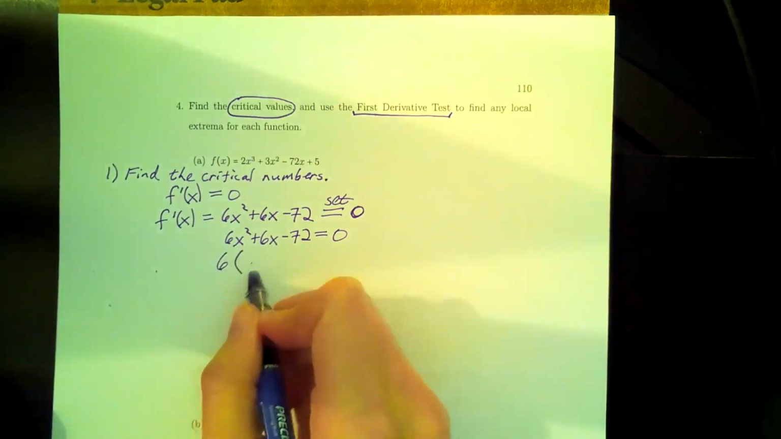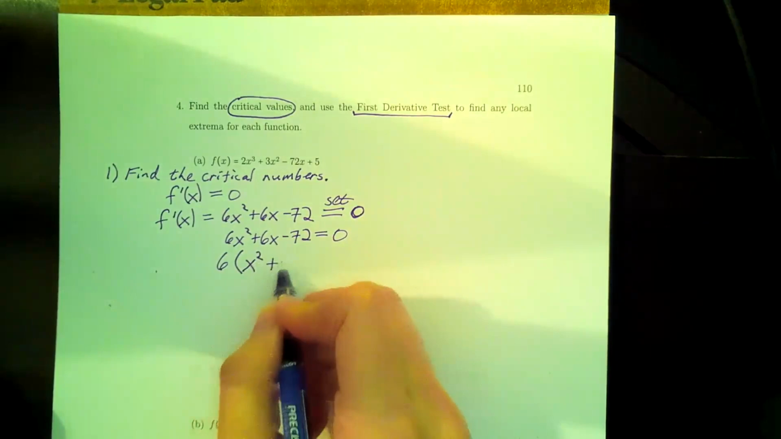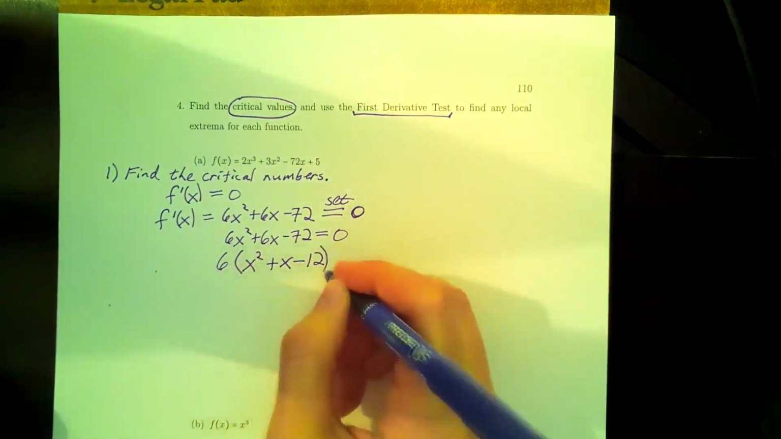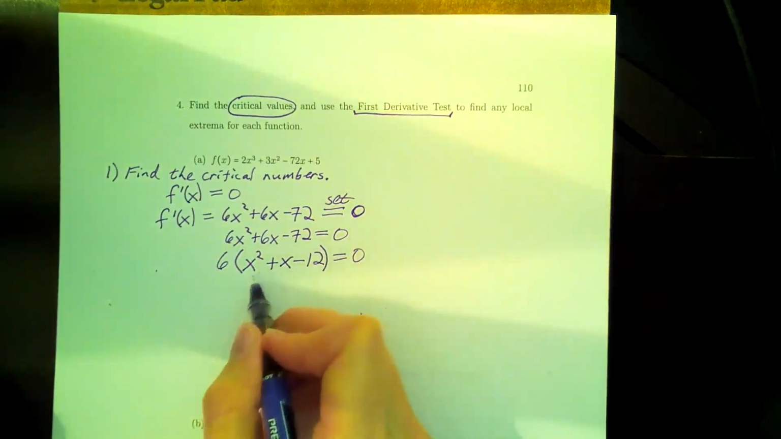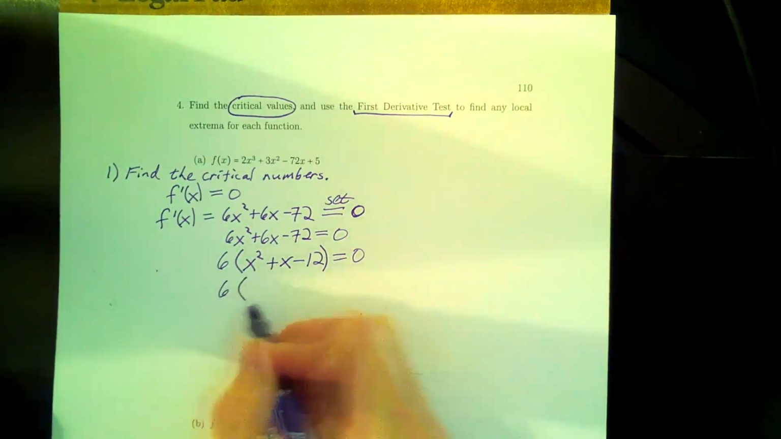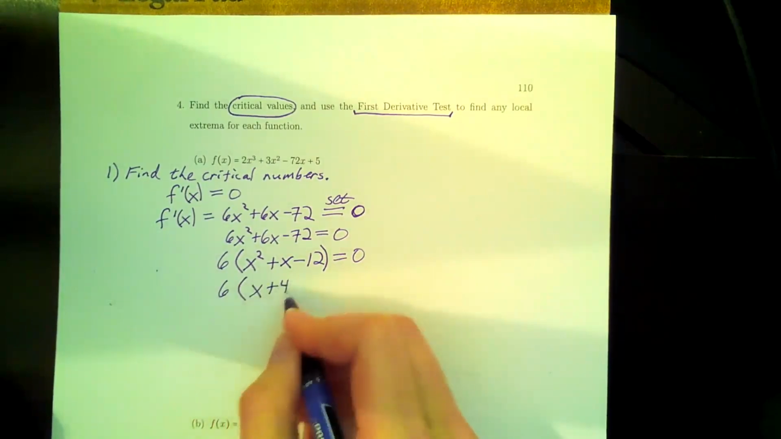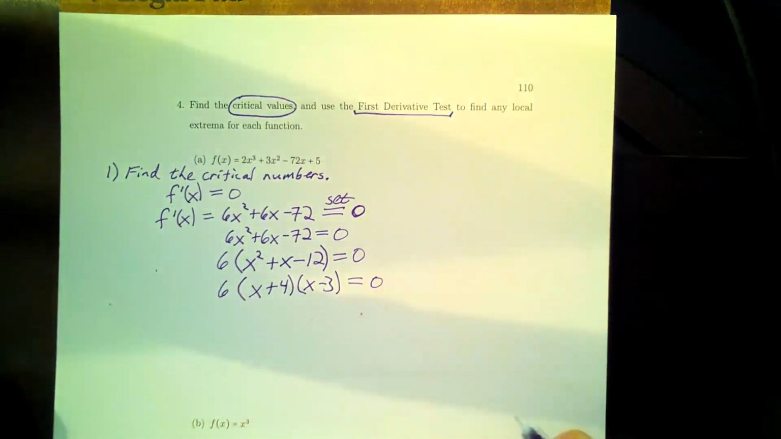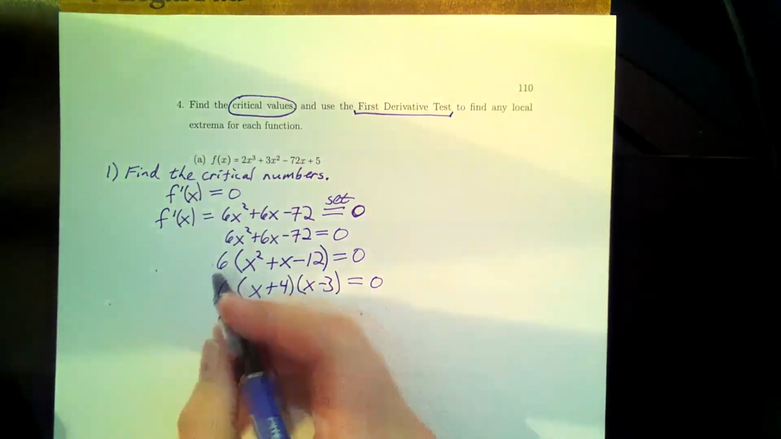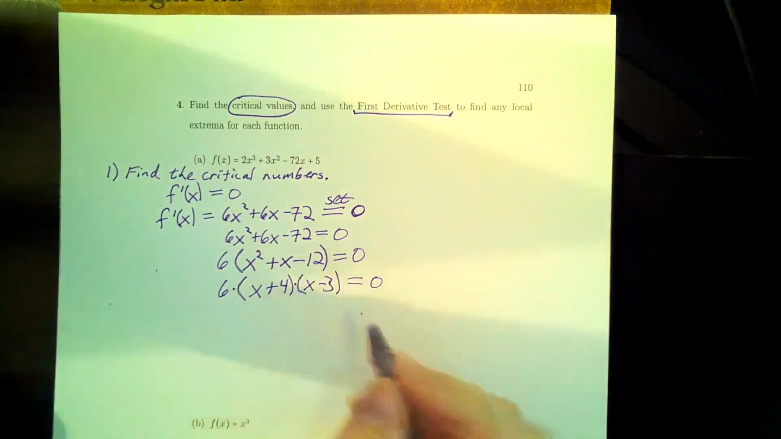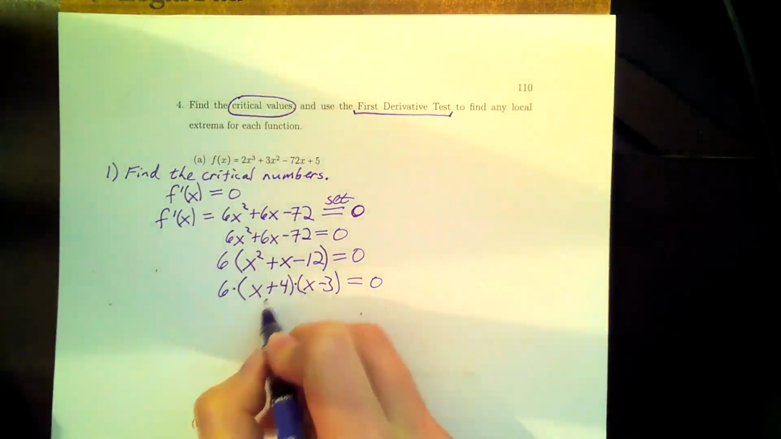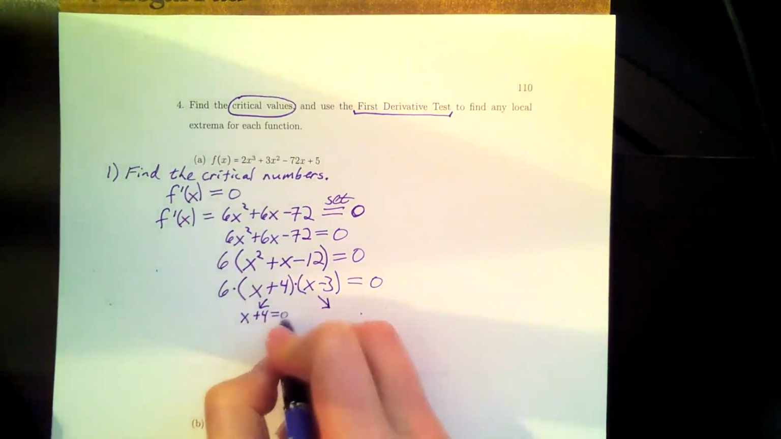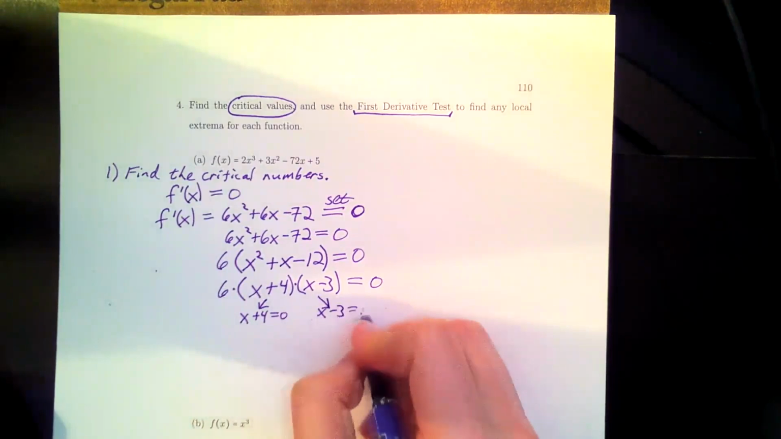If I factor out a 6, this becomes x squared plus x minus 12, because 72 divided by 6 is 12. I then can factor this part. This factors into x plus 4 times x minus 3, and this is traditional factoring. Now, I showed this in my last video, but when you have something that's multiplied like this and it's set equal to 0, they end up splitting, and the factors can independently be set equal to 0.